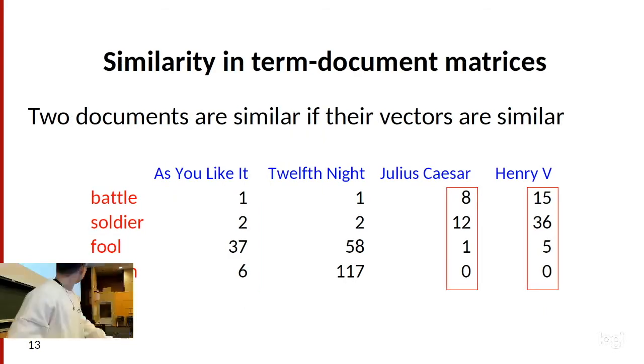So what we could say is that if the vectors are similar, the two documents are similar. In other words, if their distributional properties are similar, we say that Julius Caesar and Henry V are more similar plays to each other than As You Like It and Twelfth Night, because Julius Caesar and Henry V have battle and soldier as being more common and correlated than fool and clown.